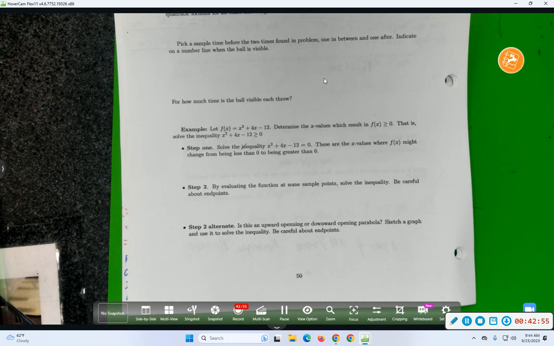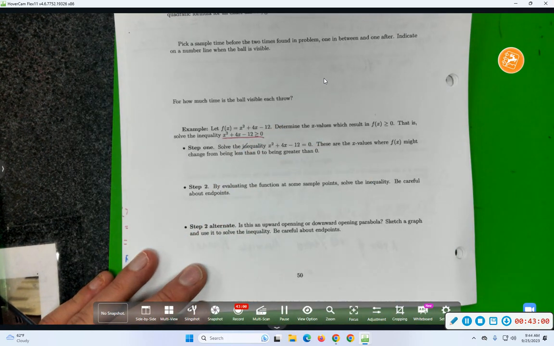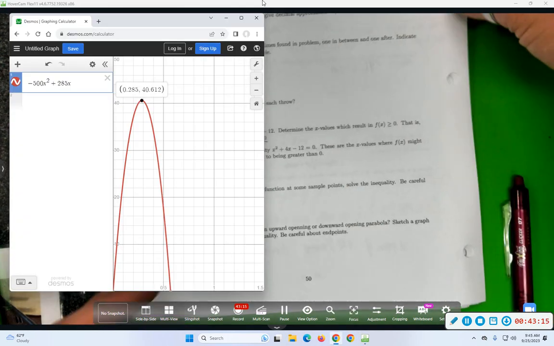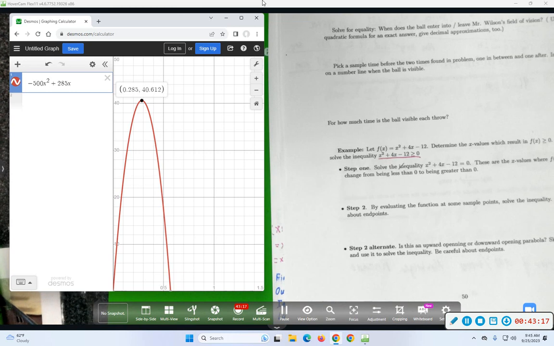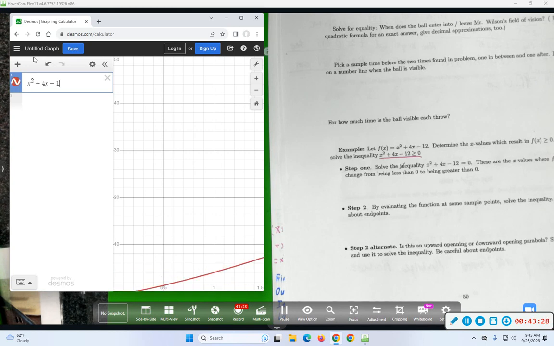So, let's suppose someone asks you to solve x squared plus 4x minus 12 bigger than or equal to 0. Yeah, this is the one I want to solve. So, before we do any of this work, let's actually just look at a graph and see if we can eyeball it. So, let's just graph this. X squared plus 4x minus 12. Let's go for a normal size viewing window.